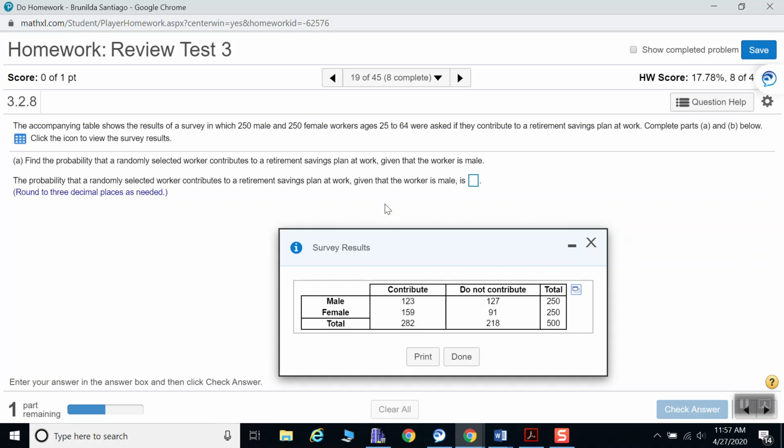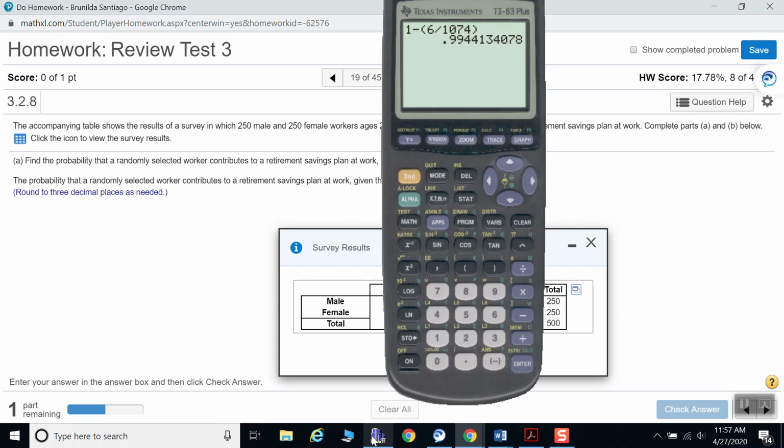My numerator is going to be what is before the word given. In this case, it says find the probability that a randomly selected worker contributes to a retirement plan. So it's going to be 123 out of 250. Again, when you're working with a conditional probability, it is a reduction in the sample space. You do not use the overall number in these questions. So in this exercise, it's going to be 123 out of 250.